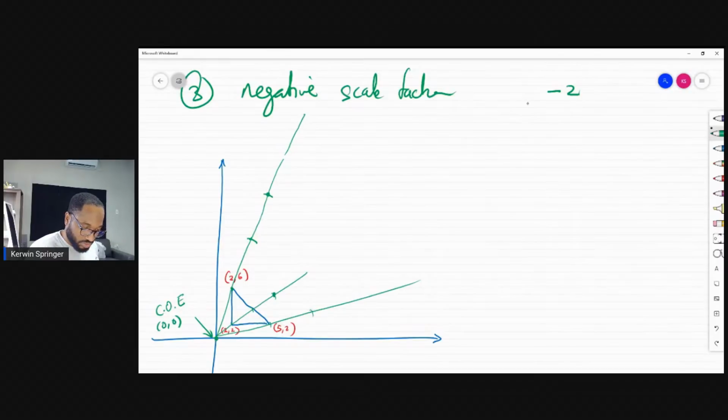1, 2, 3, somewhere there. Y'all catching this? So this is your new triangle. If this was A, B, C, this is A prime, B prime, C prime.